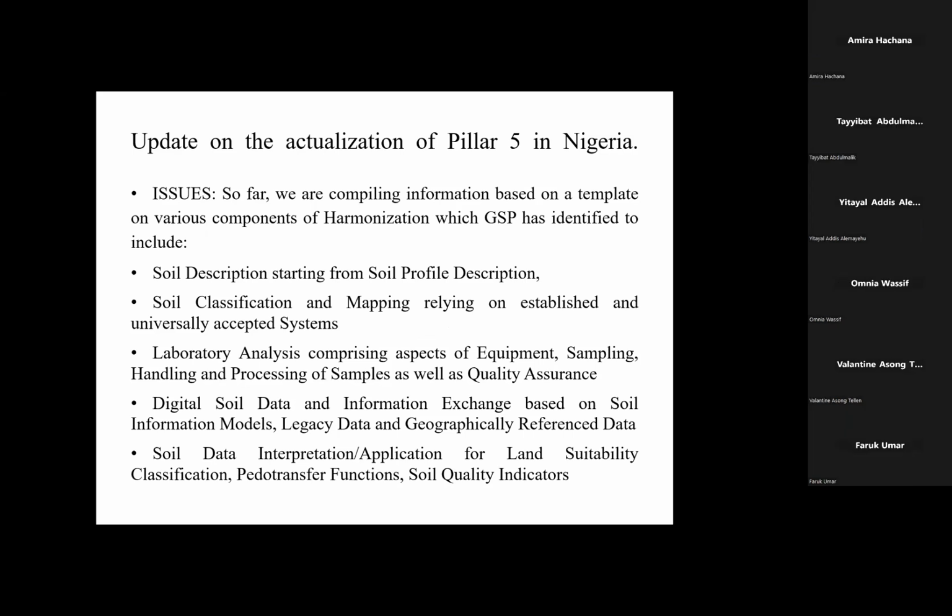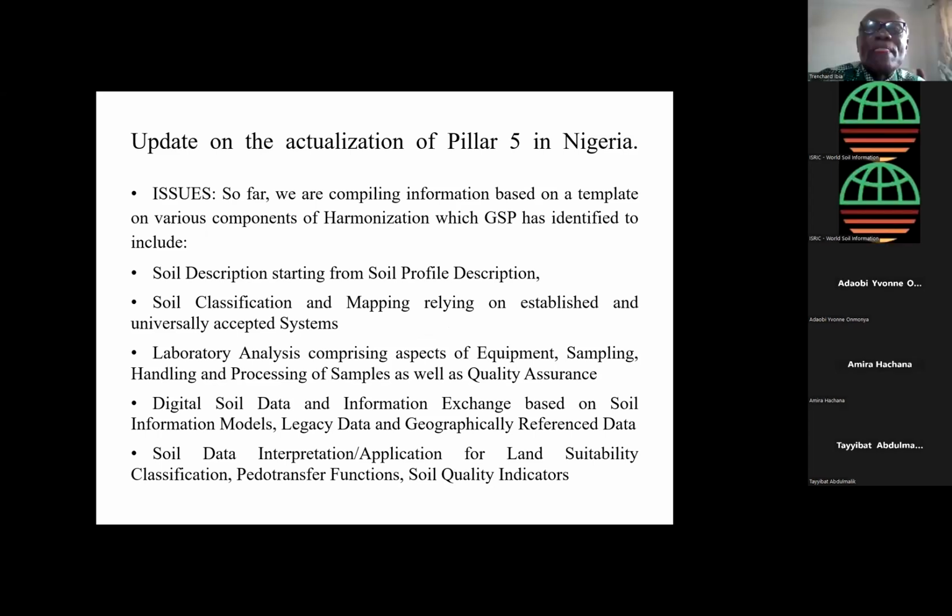Next slide, please. For this presentation, I am happy to give an update on the actualization of Pillar 5, harmonization of methods and measurements in Nigeria. So far, we are compiling information based on the template on review components of harmonization, which GSP has identified to include soil description, starting from soil profile description, soil classification and mapping, relying on established and universally accepted systems, laboratory analysis comprising aspects of equipment, sampling, handling, and processing of samples, as well as quality assurance and control.